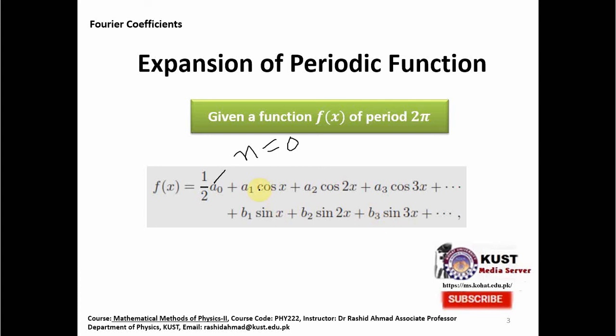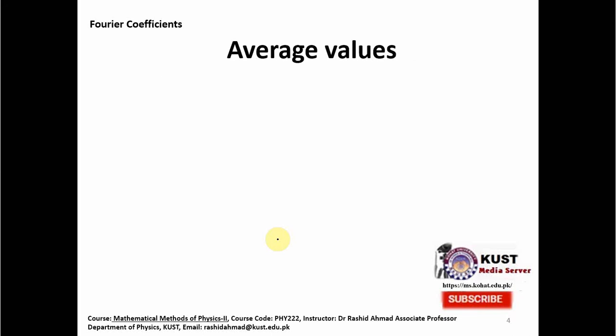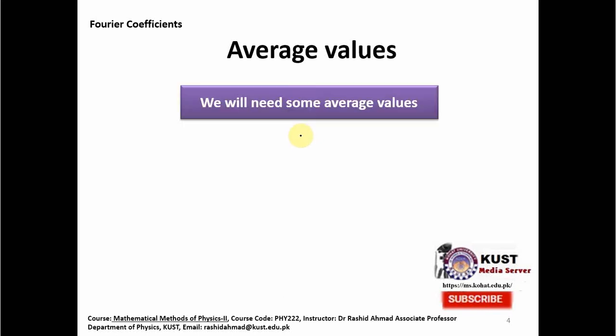But before going on into the derivation of these Fourier coefficients, these are called Fourier coefficients, there is another important point to note, which we have already done: the average values of these functions, because we will use them in the derivation. Therefore it's important that we know the average values of the particular functions we will be using here.